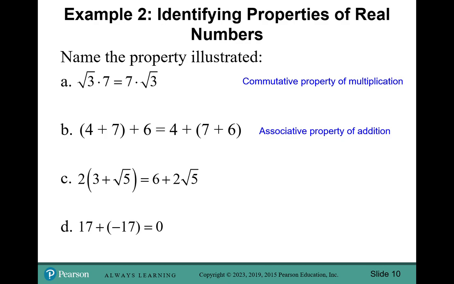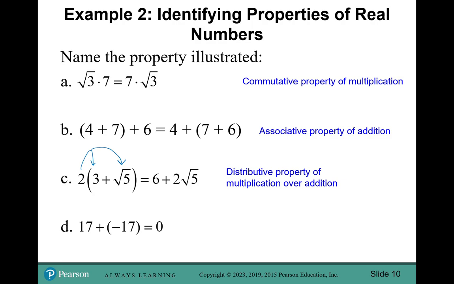C says 2 times parentheses 3 plus square root of 5, close parentheses, equals 6 plus 2 square root 5. This is one of the most important properties that we discussed earlier. This is the distributive property of multiplication over addition, because here what we simply did was to distribute the 2 to both terms. 2 times 3 is 6. 2 times square root 5 is 2 square root 5. The distributive property of multiplication over addition is one of the most important properties you will learn.